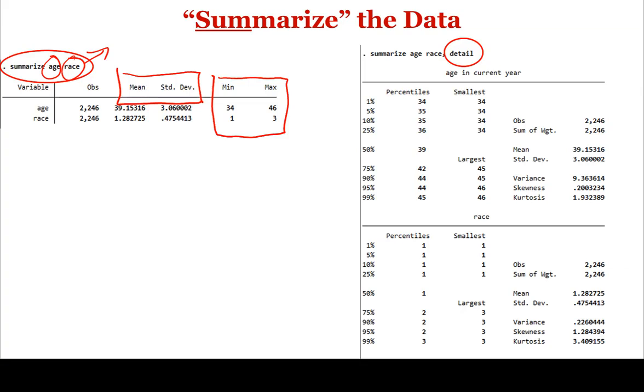But then if you want to look at this in more detail, you can get more information about this in terms of the smallest and largest observations. You get obviously the mean and the standard deviation again, but now you get some variance, skewness and kurtosis stuff that if you have that information, go talk to Russ. Anyway, that's the setup for summarize.